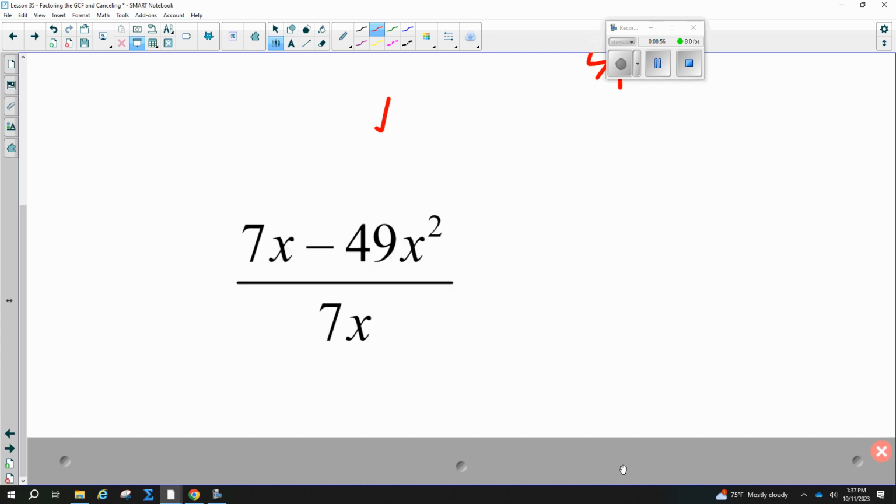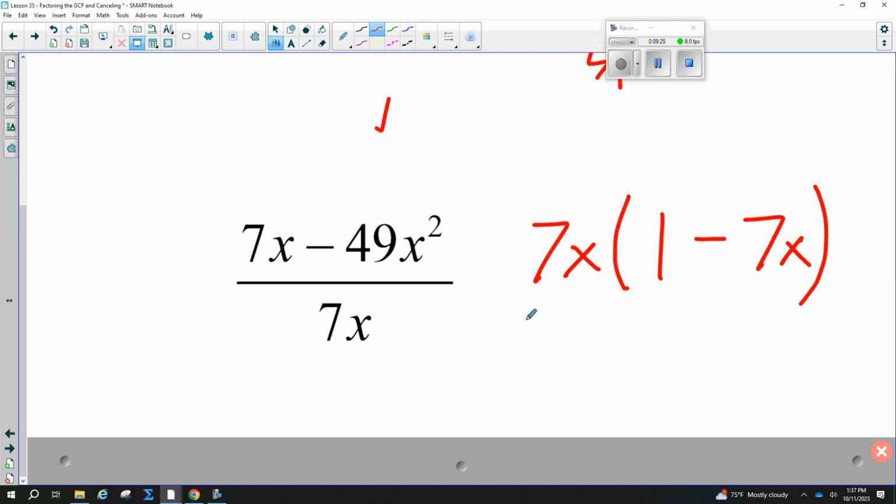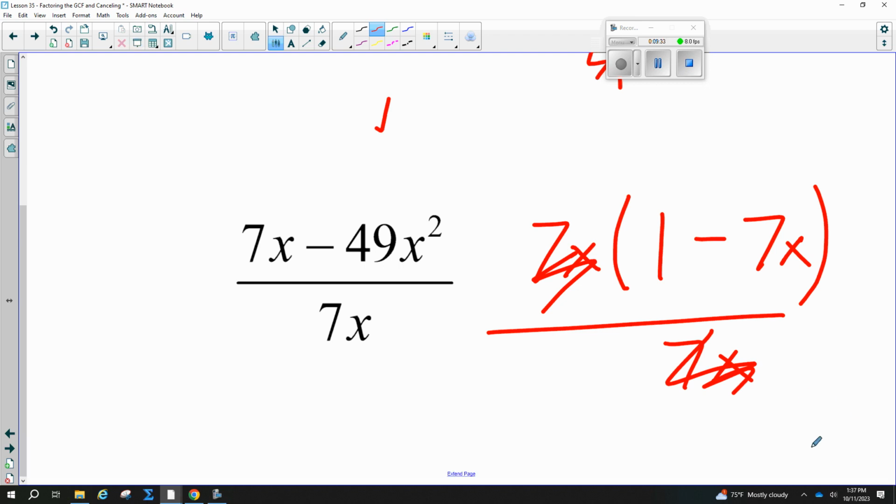Okay. All right, so in the numerator, Cruz, what factors out of both terms? And? Great. 7 and x. All right, so Austin, if I take a 7x out from a 7x, what do I need to leave here? 1. Good. All right, and then minus, Victoria, what goes here if I take out a 7x? Don't subtract, divide. Good. All right, and then all over 7x. What cancels on this one? Great, and you get 1 minus 7x as your answer.